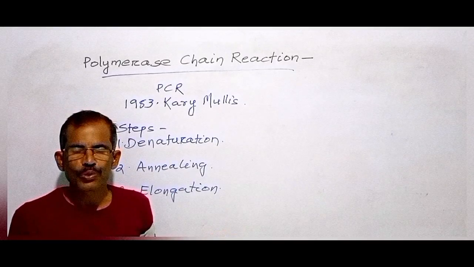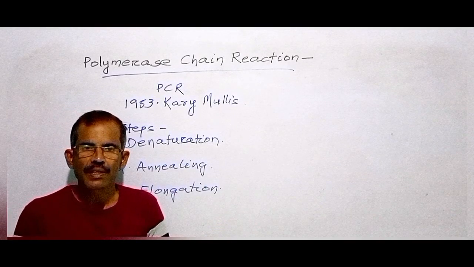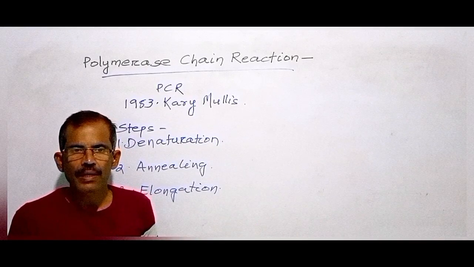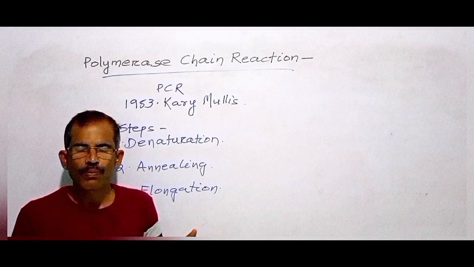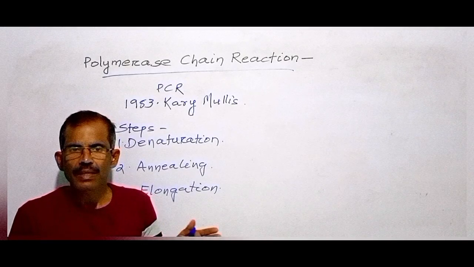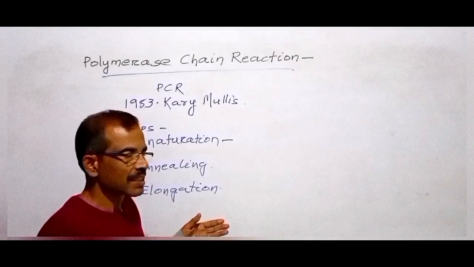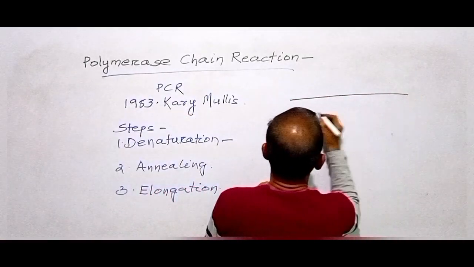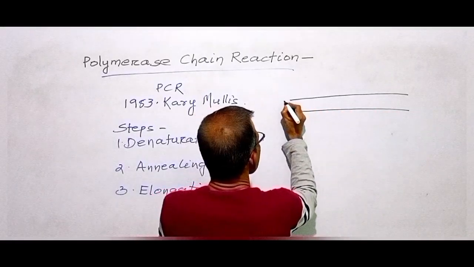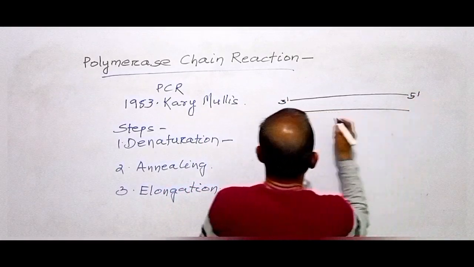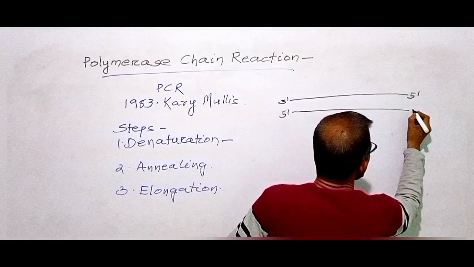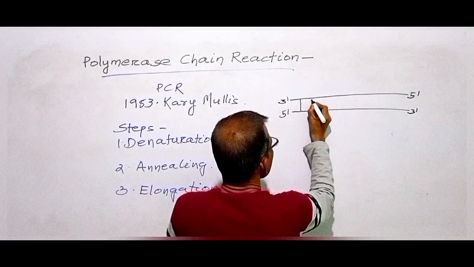The temperature used and the length of time applied at different steps of PCR depend on a variety of parameters including the enzyme used for DNA synthesis, the concentration of divalent ions and deoxynucleoside triphosphates, and the melting temperature of primers. For example, this is the DNA template, which consists of two DNA strands that run in opposite directions. These two strands are hydrogen bonded.